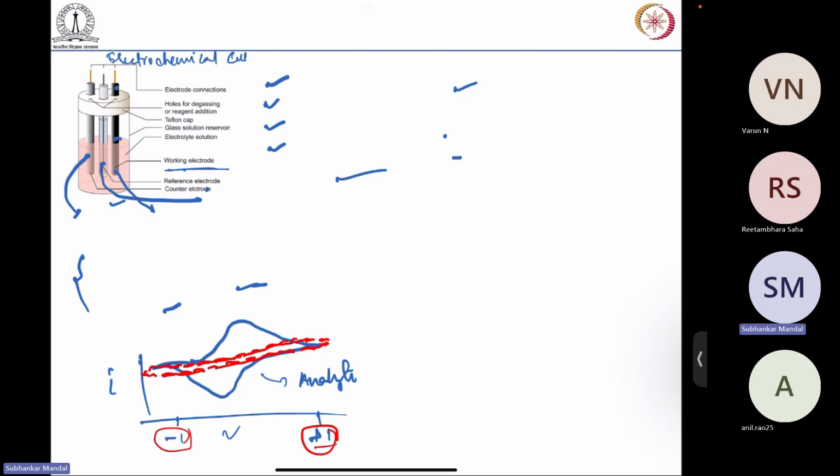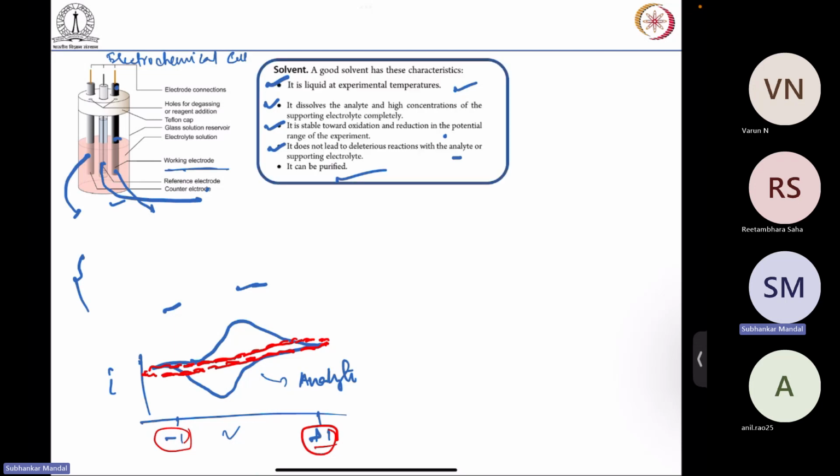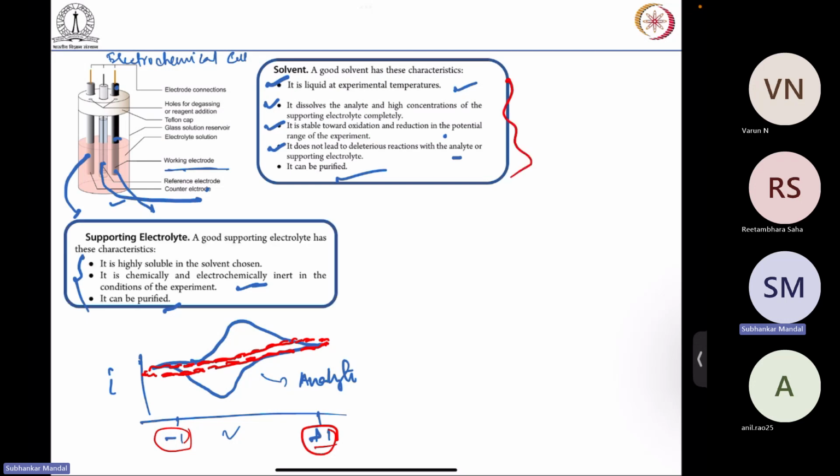Okay, and this is the electrochemical cell we saw in the video. Then the solvent, what properties are required of the solvent, and the supporting electrolyte, what are the things. As I have seen, it is chemically and electrochemically inert. So for that, when we did the cyclic voltammetry of the analyte, before that we took the cyclic voltammetry of the supporting electrolyte. We have seen that it comes as a straight line. That means it is inert in that electrochemical potential window, right?